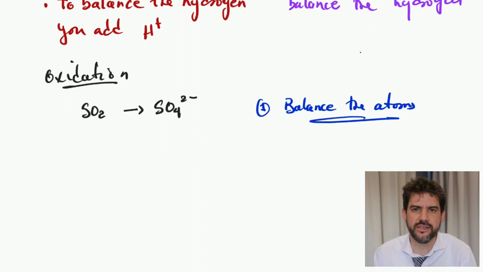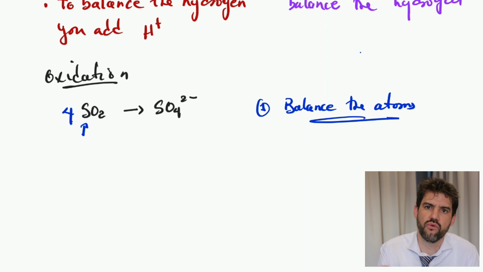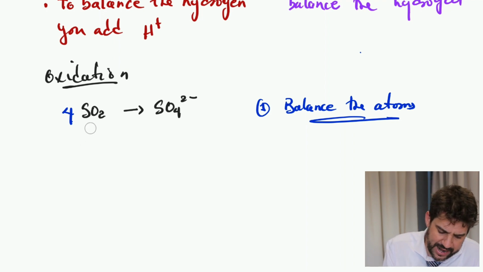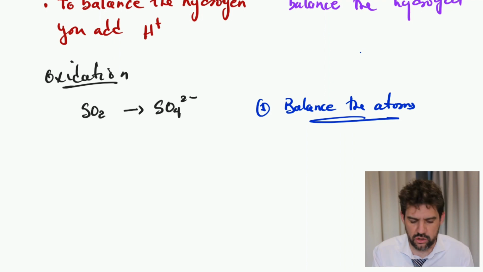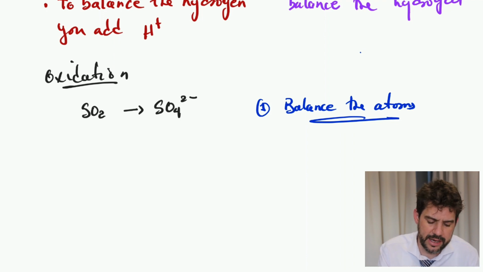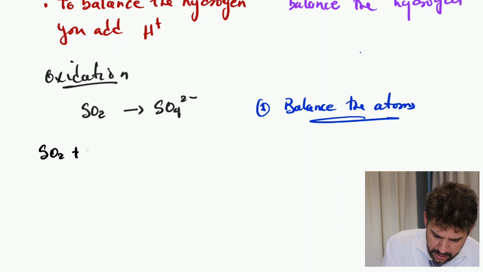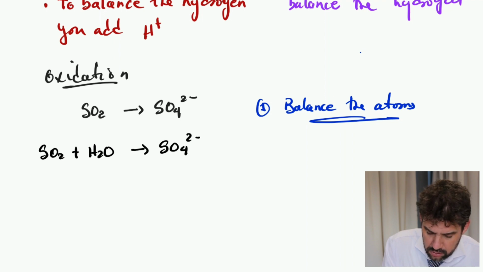Now, note the following. We have sulfur and oxygen on both sides. We have 1 sulfur on each side. We have 2 oxygen on the left and 4 on the right. If we write the 4 here, then we unbalance the sulfur. And every time you add numbers, you're going to unbalance the other one. So in this case, we cannot balance without adding water. To fix that oxygen, we have to add water to the side that has less oxygen. So we add water to the left-hand side. So we are going to have SO2 plus H2O going to SO4 2 minus.